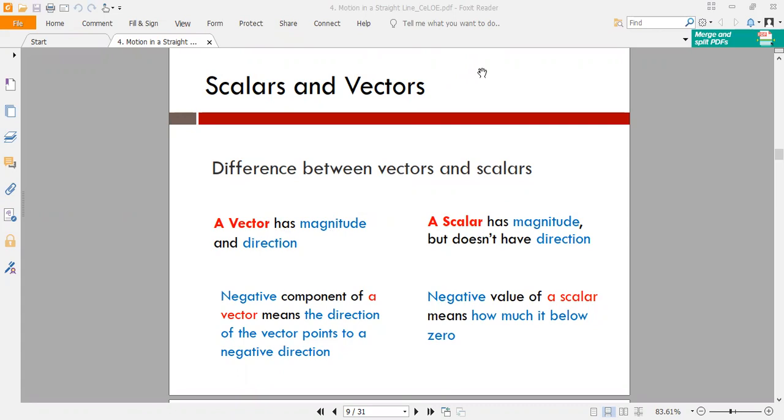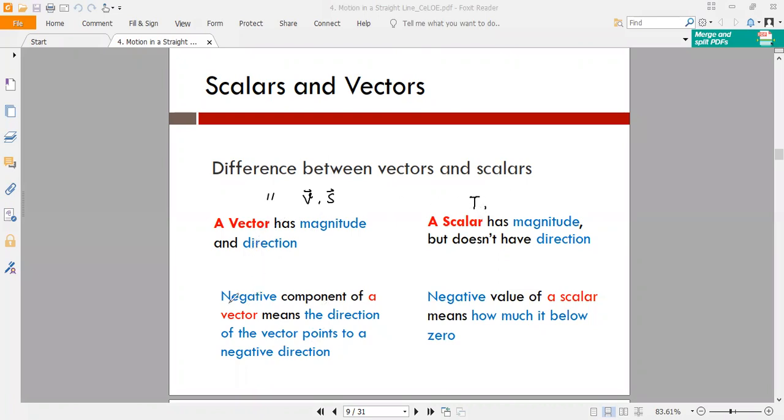For example, in physics quantities, we have velocity and displacement. This is the example of the vector in physical quantities. But in scalar, for example, we have temperature, and then what else?